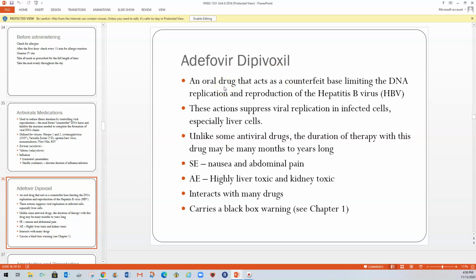This med is an oral drug that acts as a counterfeit base, limiting the DNA replication and reproduction of the hepatitis B virus. These actions suppress the viral replication in infected cells, especially the liver. For hepatitis, the duration can be months or years that you have to take the med. Side effects, adverse effects, interactions, and they carry a black box warning. You need to review that in Chapter 1.